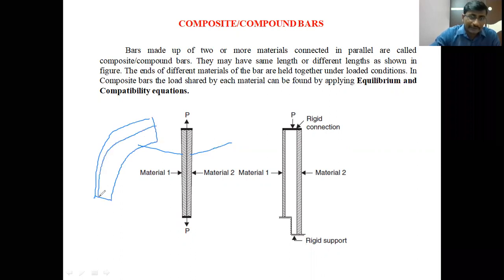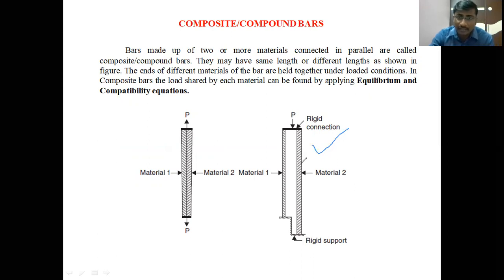Clear? If material 1 elongates more than material 2, then this straight member bends like this, because this material elongates more on the outside and this material elongates less than material 1. Then the member is not in equilibrium. To maintain the member in equilibrium, both members elongate by the same amount. In this case also, where a compressive load is acting, the contraction or decrease in length of each member is the same. That is the compatibility equation in these two cases.